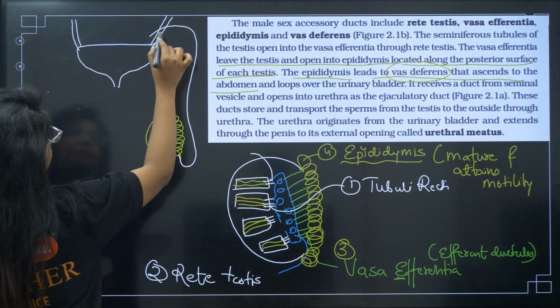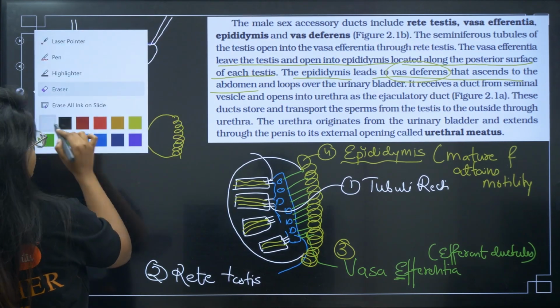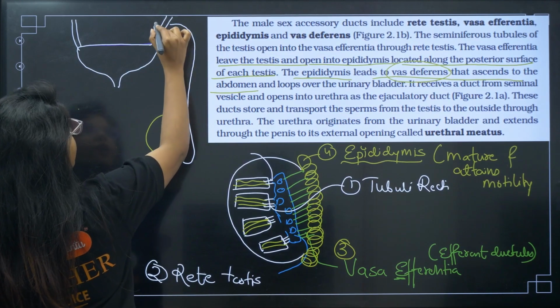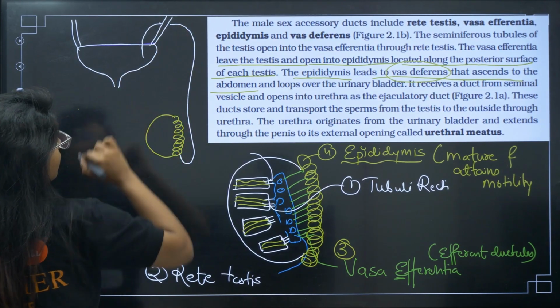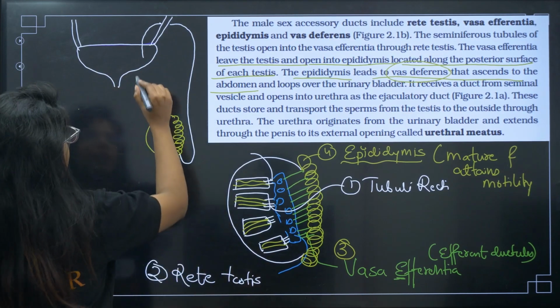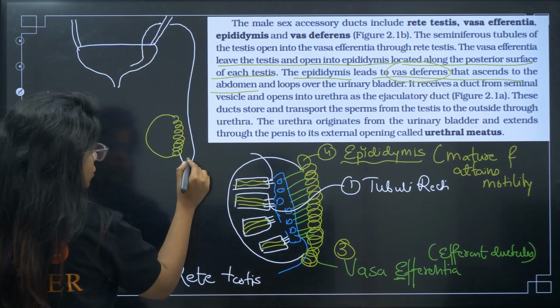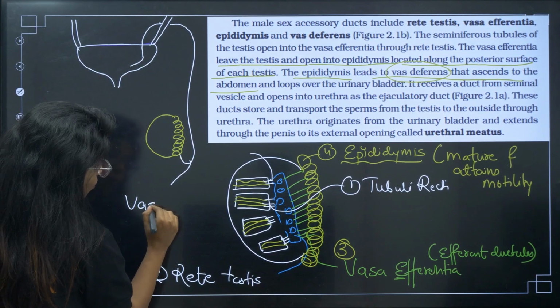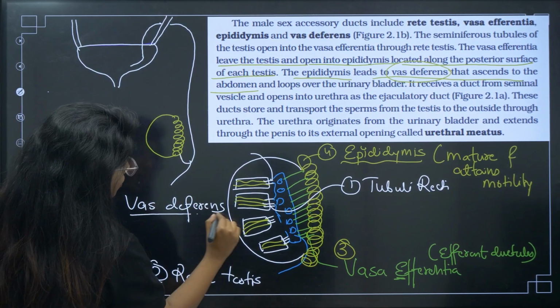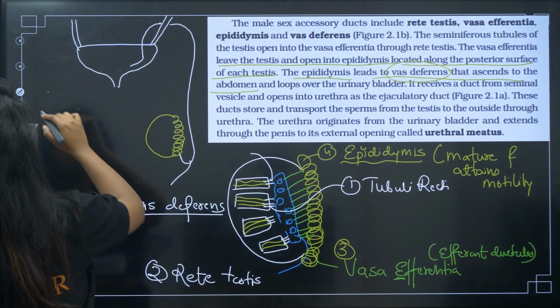So over here the vas deferens is going to loop around this and come front. From the back it will be looping around and come forward. And it's not all, I'll just write this first. It is what? Vas deferens.